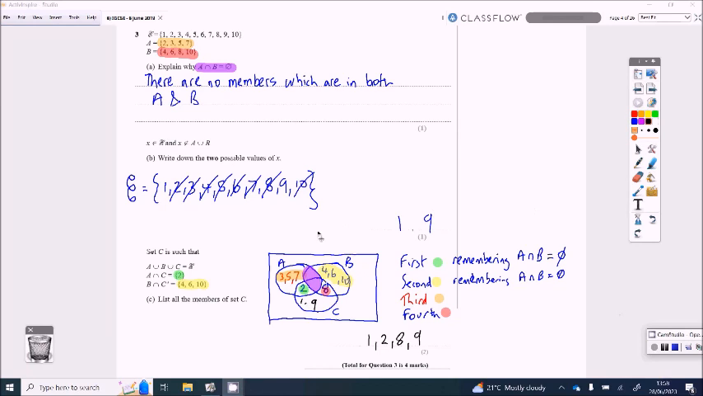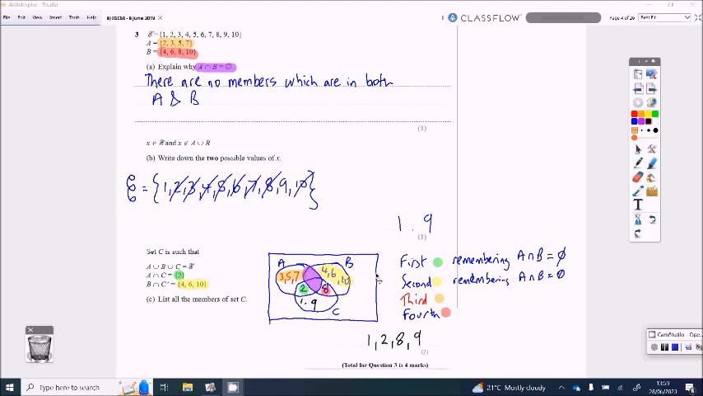So part C. Now I've begun by shading out this bit here because we know that A intersection B, there aren't any members. So that's why I've shaded out those. There aren't any numbers that are in both A and B. Next thing to note, please, A union B union C is our universe, the universal set. So all these numbers 1 to 10 are going to be in either A, B, or C. No numbers are going to be on the outside here.